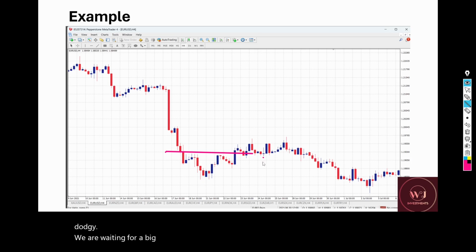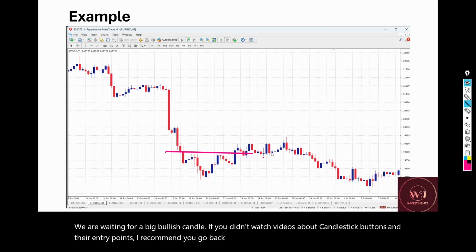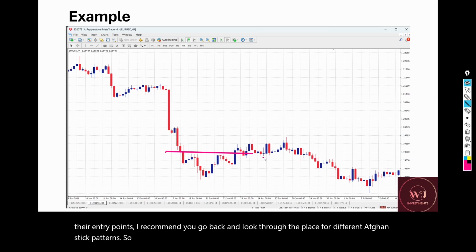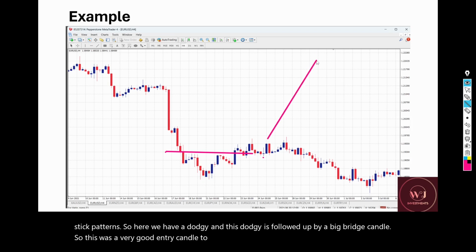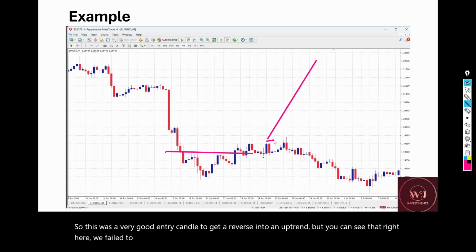If you didn't watch the videos about candlestick patterns and their entry points, I recommend you go back and look through the playlist for different candlestick patterns. Here we have a doji, and this doji is followed by a big bullish candle. So this was a very good entry candle to get a reversal into an uptrend. But you can see that right here we failed to get the uptrend we were looking for.